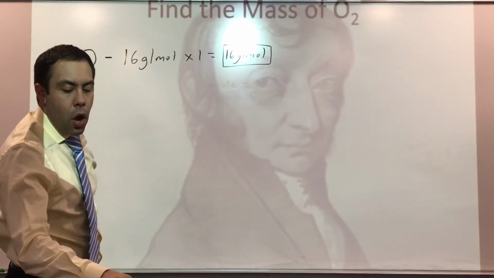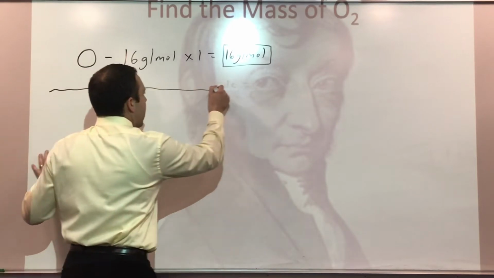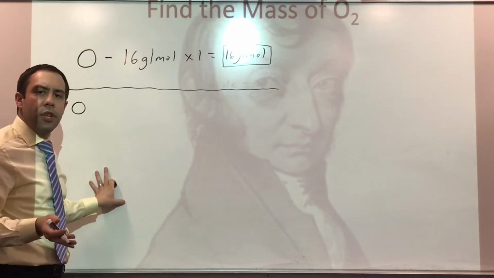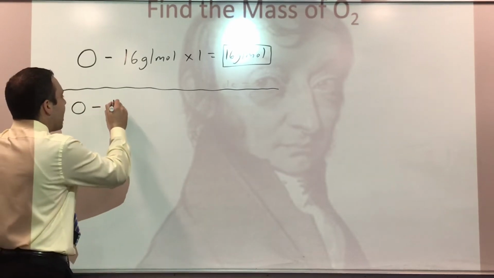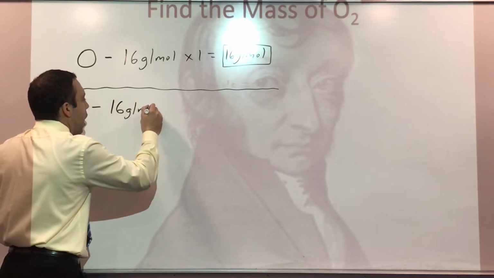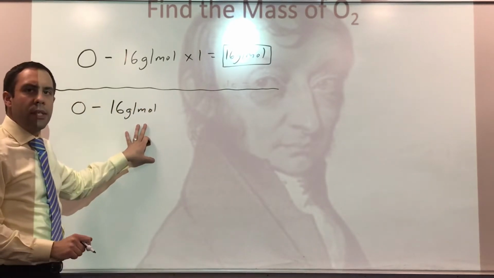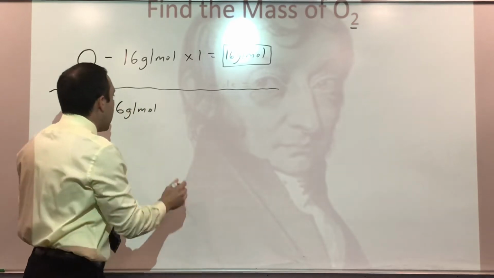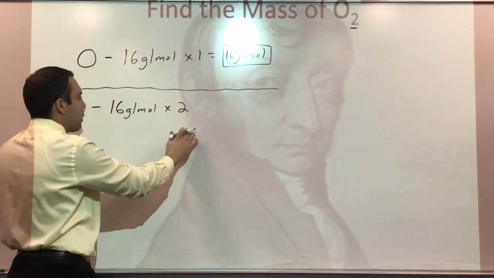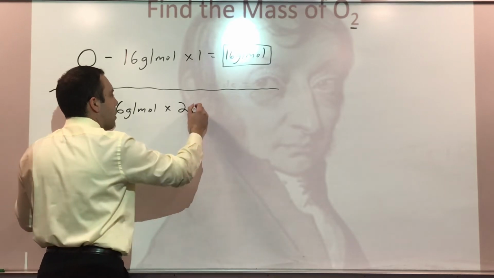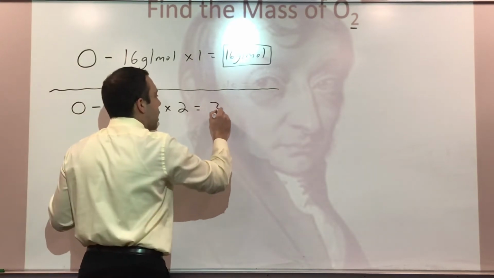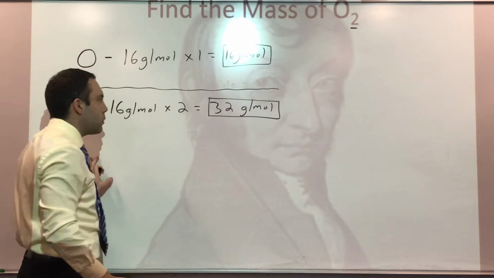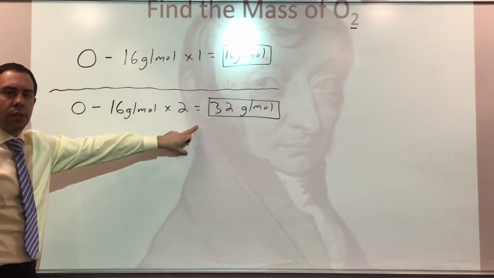Now, if we had O2, our second problem, same set of steps. First step, write down the symbol for each element in the compound. Step 2, write down the masses of each element in the compound, round it to the nearest whole number. But this time we have 2 oxygens. So we're going to multiply the mass of the oxygen by 2. 16 times 2 is 32 grams per mole. And that is our final answer.